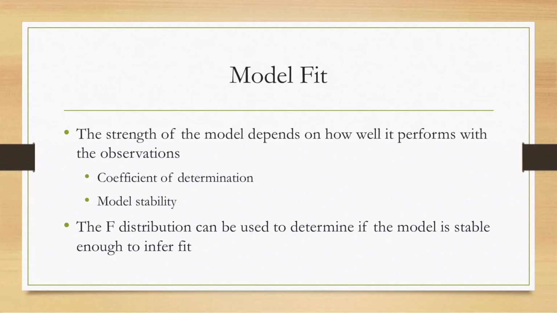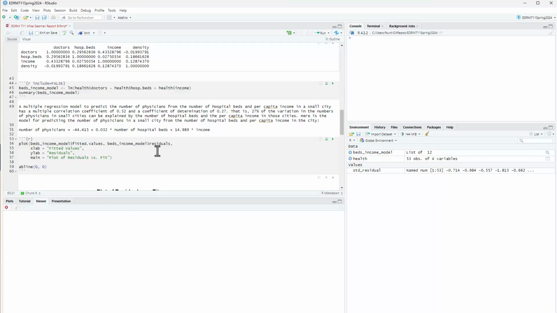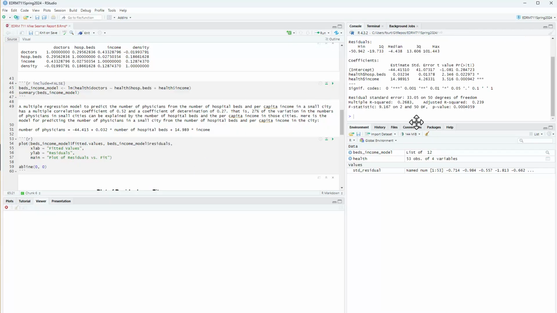So the fact that we have a coefficient of determination in our particular data set, let's go ahead and remember what that was. I'm looking over here in the console. I see that multiple R squared of about 0.27. So even though I have a 0.27 here, do I know that I can actually infer that this model is going to provide reasonable fit in the population?